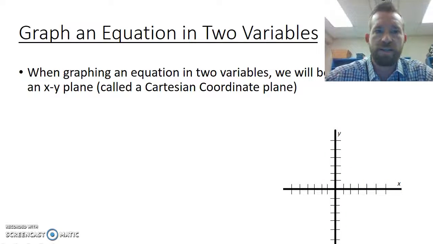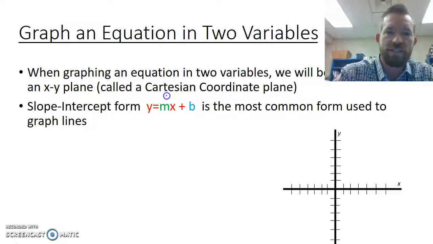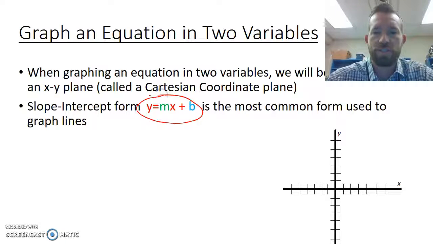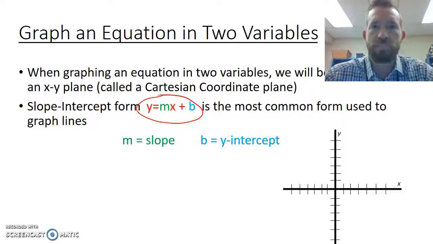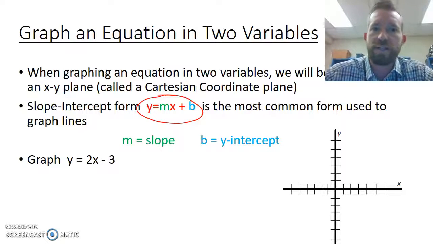This is a quick rundown of graphing. An XY plane, when we're talking about two variables. So when you see something like y equals mx plus b, you have two variables, so you know you're in a plane. m represents the slope, b represents the y-intercept. Probably something we already know from Algebra 1.